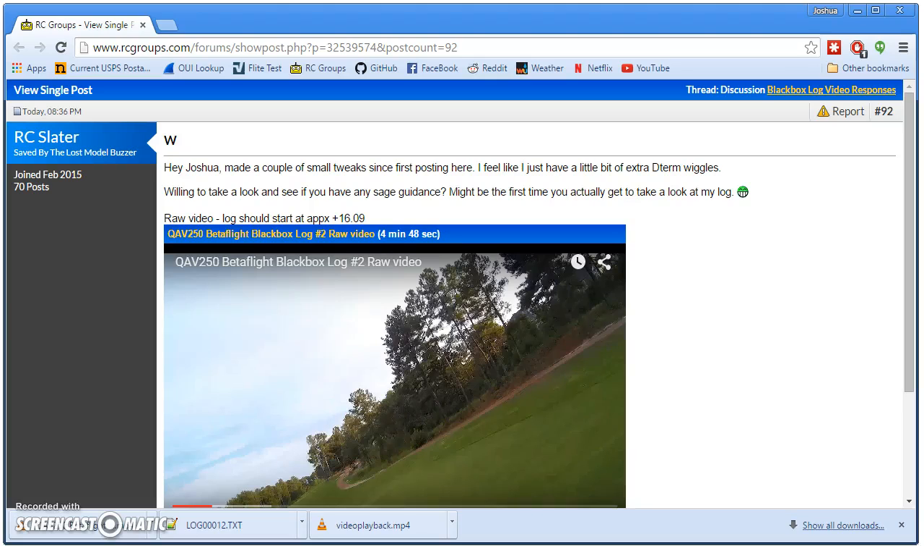We have a submission here from RC Slater. I'm going to take a look at your log and your flight video. And I will say overall, your copter looks like it's flying really great. One thing I do see is that there's just a little bit of oscillation after your rolls. And I'll see if I can find us a good example of that.